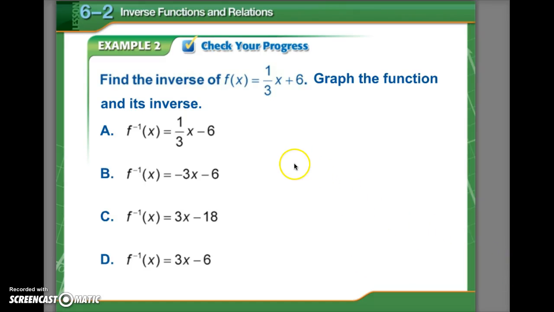Okay, so here's the one for you guys to check your progress on. You need to find the inverse of f of x equals 1/3 x plus 6. Then you're going to graph the function and the inverse. So pause the video as long as you need to find the inverse and graph it, and then go on to the next slide when you're ready.